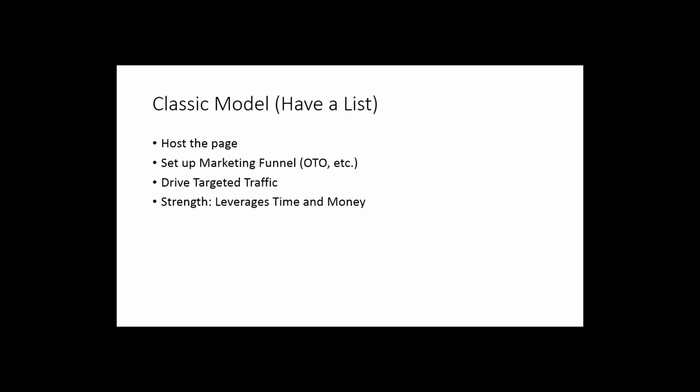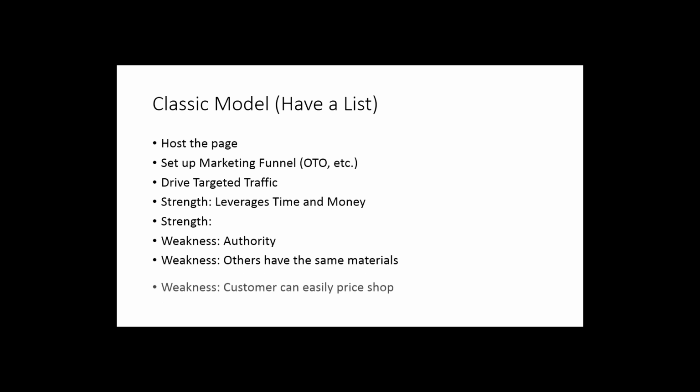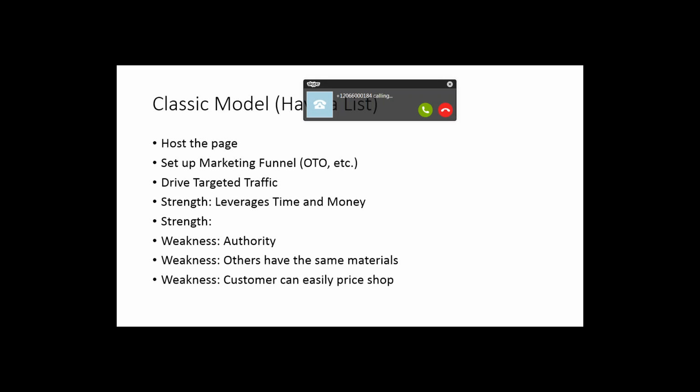It leverages your money. And the other weakness is, again, authority. So you don't have a lot of authority, just like the other way. And other people have the same materials. And the other thing is that even if you have a list, a customer can very easily price shop. Somebody can easily go and find it for another price.